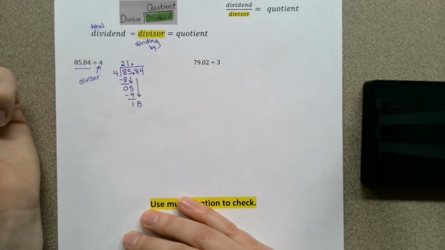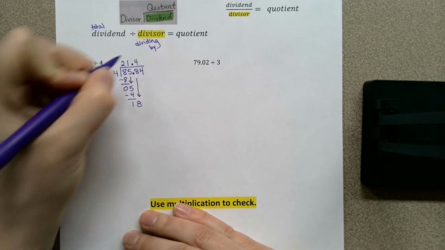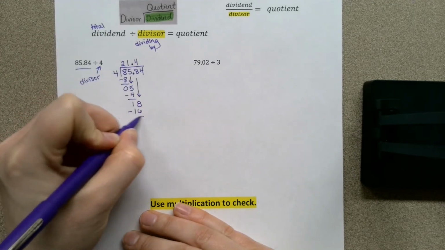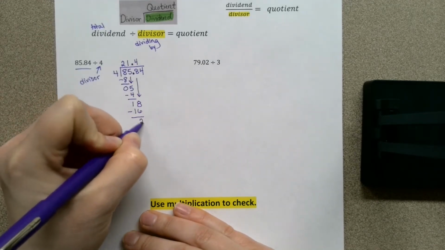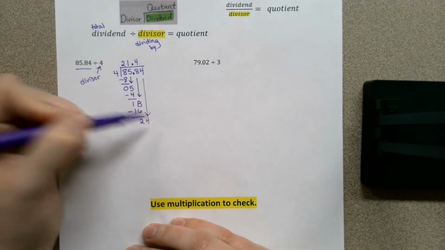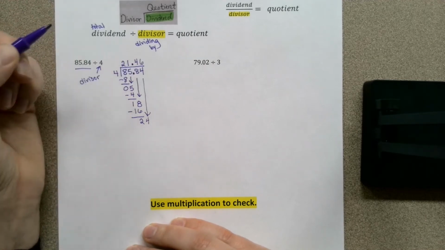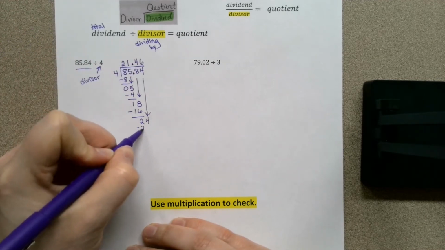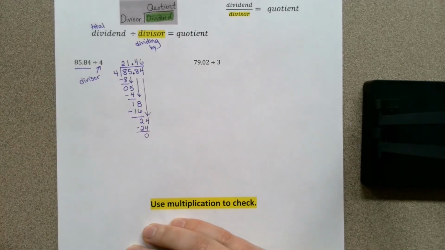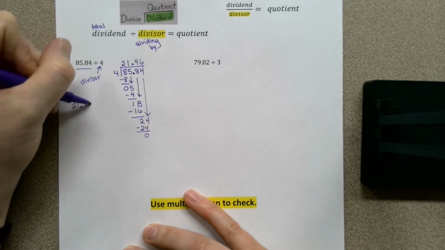Now the next time we bring down the 8, it's after the decimal, so our next digit is going to go after the decimal. 4 goes into 18 4 times, which gives us 16, with 2 left over, and we bring down the 4. 4 goes into 24 6 times perfectly. So that gives us the answer of 21 and 46 hundredths.